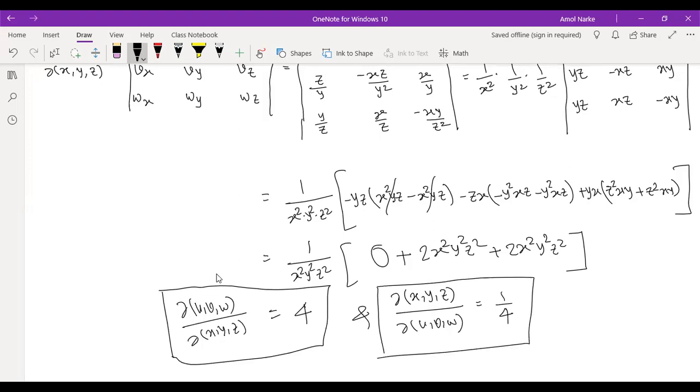You can give the reason since j into j dash is always 1. This is the reason. See how simple it is?